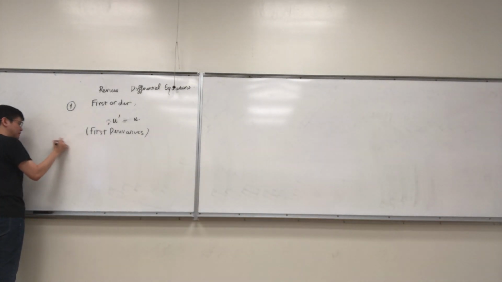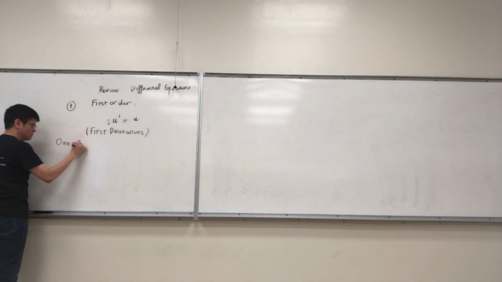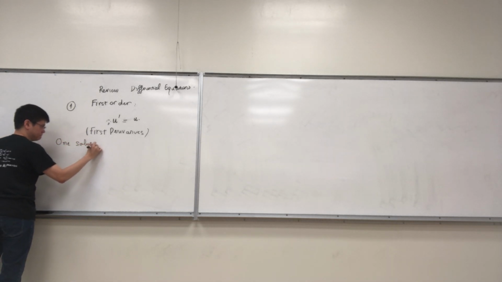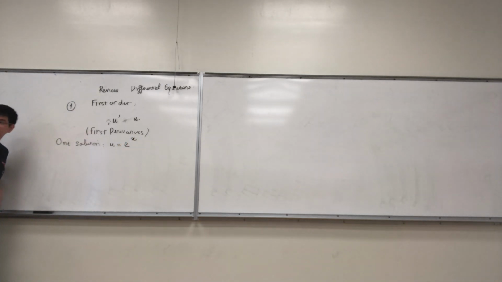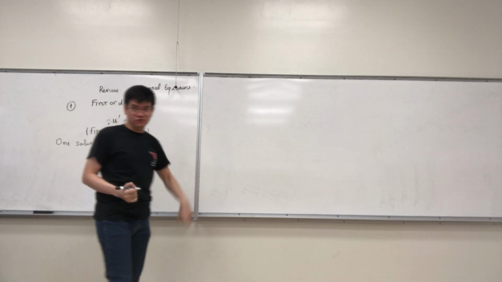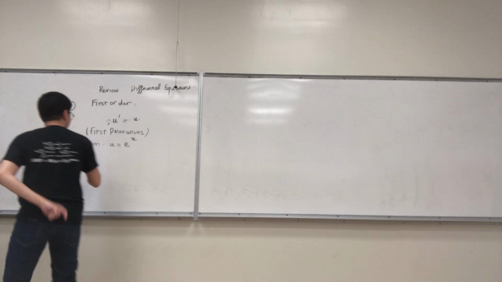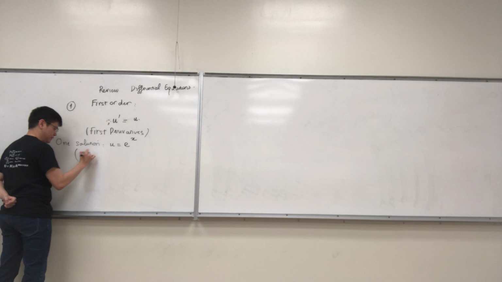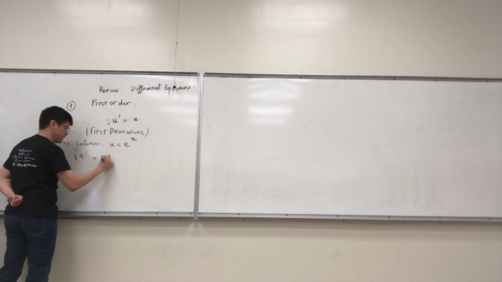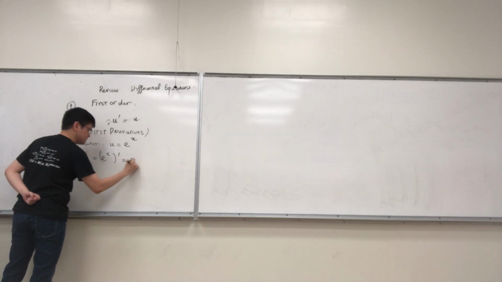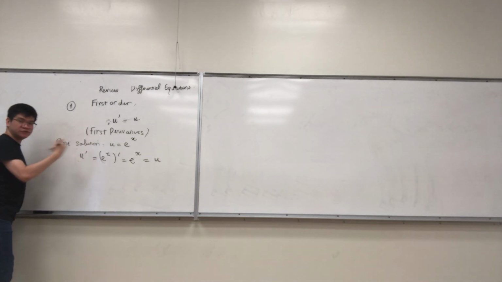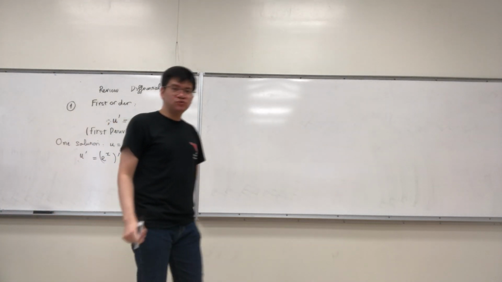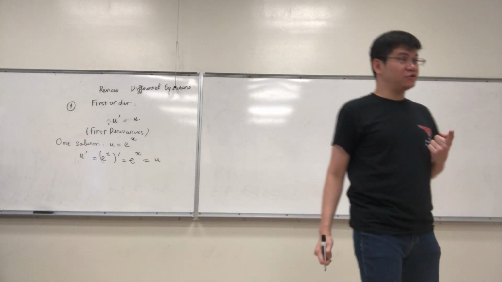You can see that one solution is u is equal to exponential of x. All right? So this is one solution to u prime is equal to u. Why? Because when you take the derivative of u, you're going to have exponential of x prime, and this is exponential of x, and this is u. Right? So this is one solution to this first order differential equation.